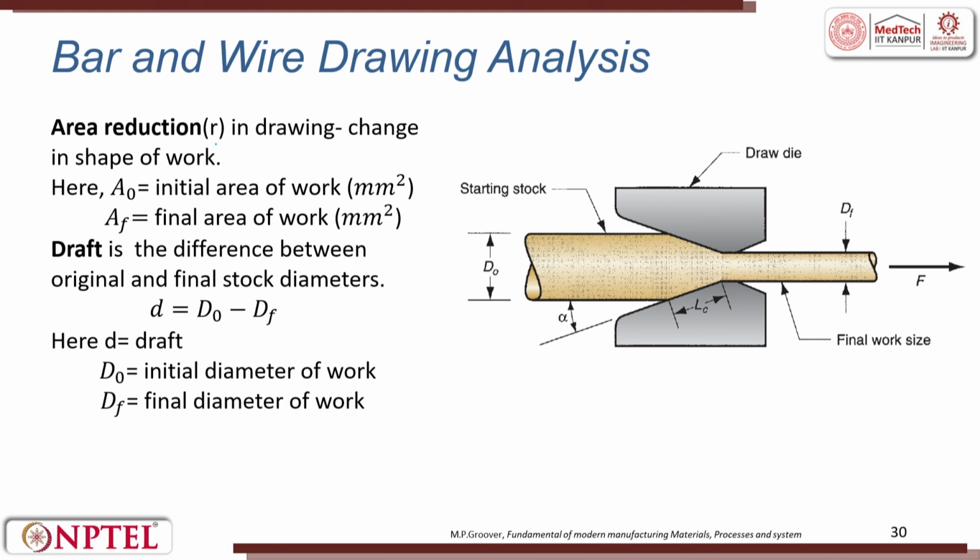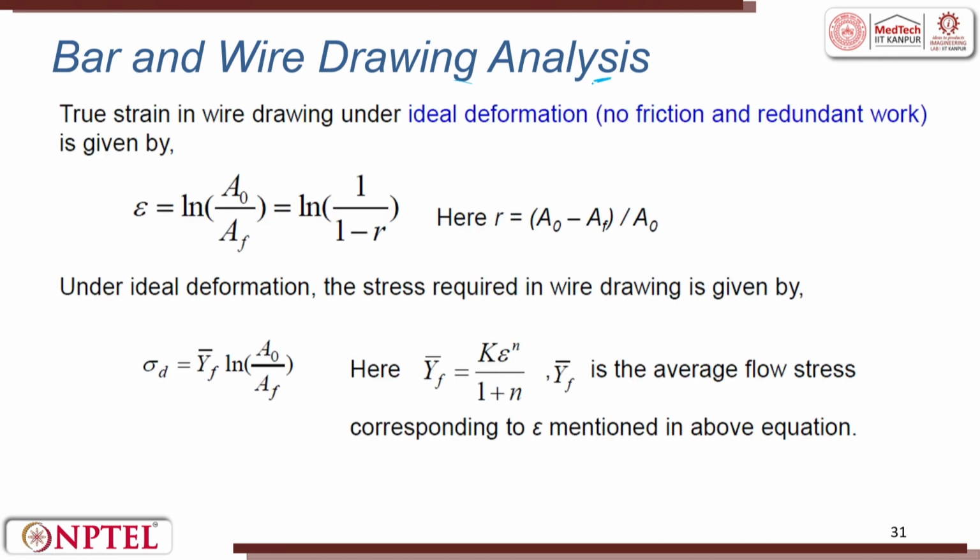The area reduction is called A. So, A is nothing but A naught by Af. The draft is the difference between d naught and df. So, this is called the draft. So, area reduction and draft reduction are also very important. Here the contact length Lc plays a very important role, because that also dictates the pressure, the ram pressure or the pulling pressure.